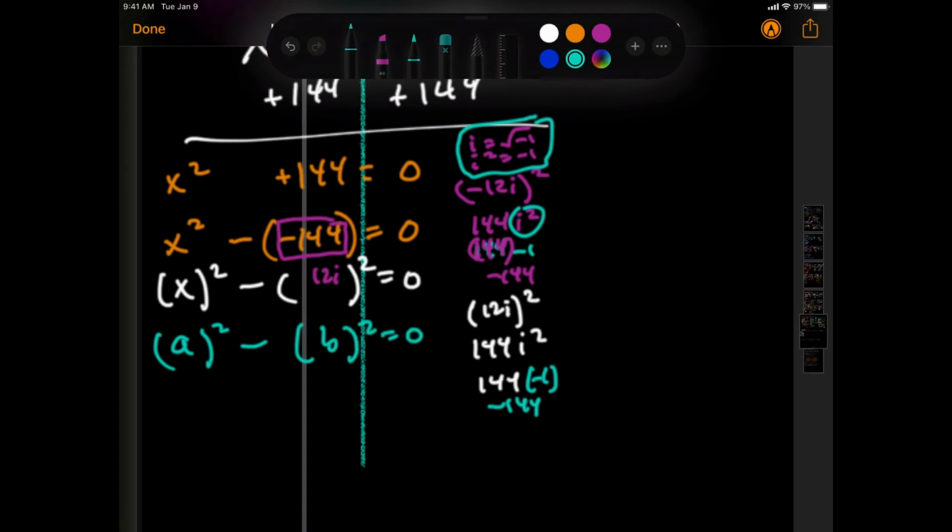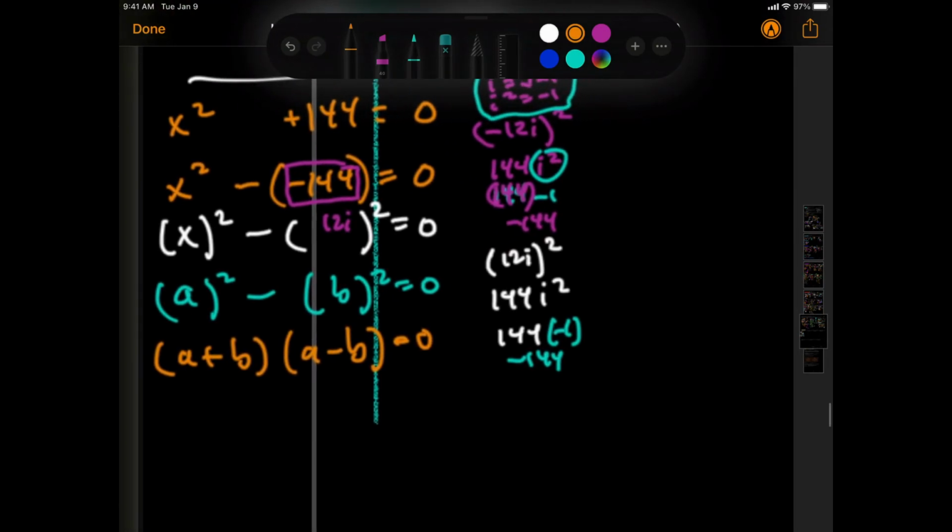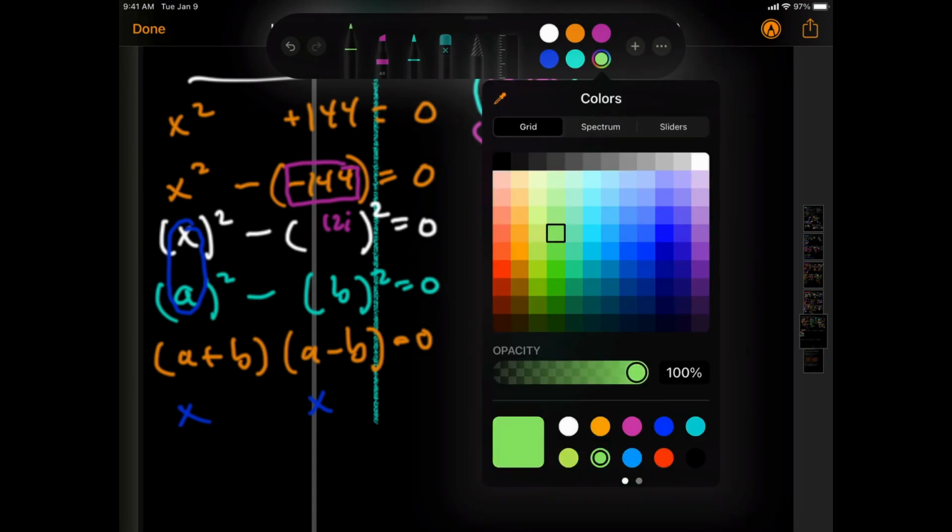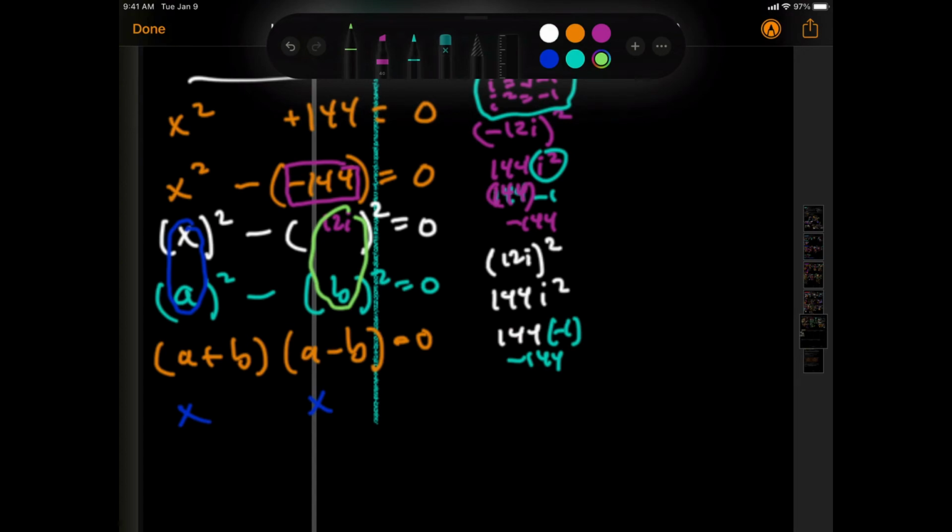And the formula then is (a plus b)(a minus b). I told you I don't like memorizing formulas, but I have not seen a way to figure that out using the Xbox method of factoring. So if you know it, let me know, and we can do it. Okay, so my a value is now x, and my b value is 12i.